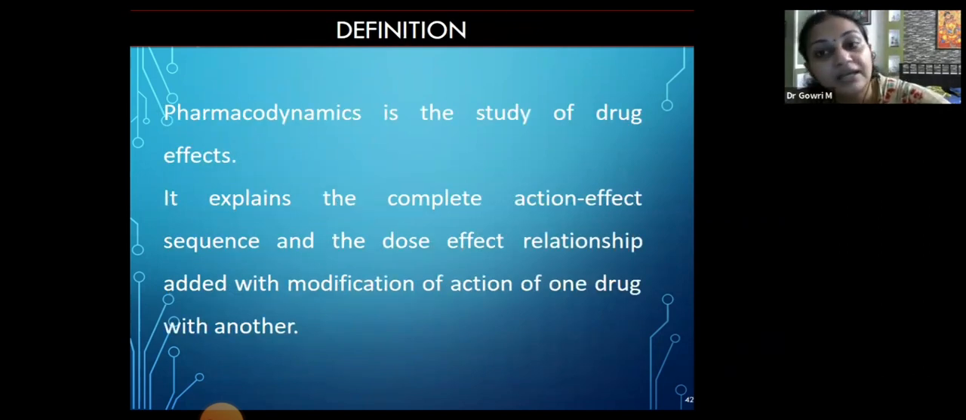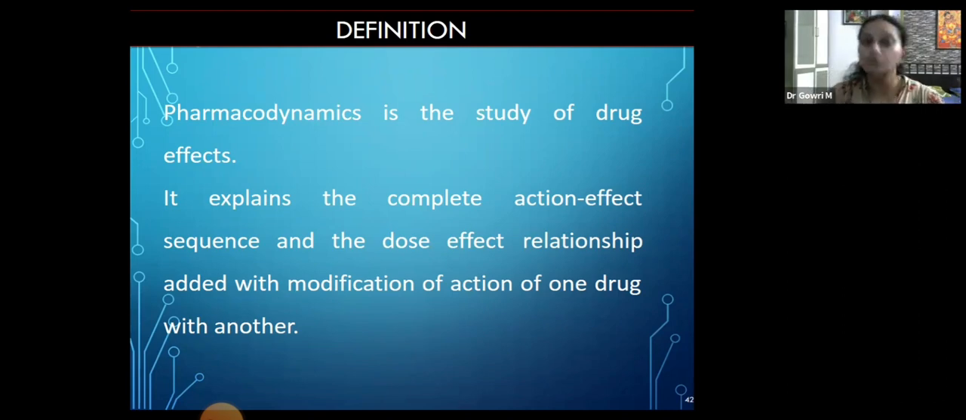First, we will see the definition of pharmacodynamics. Pharmacodynamics is the study of drug effects, what a particular drug is going to do on our body. It explains the complete action-effect sequence and the dose-effect relationship, added with modification of action of one drug by another. It gives us an idea about the action of a particular drug on our body and the effect, and also the modification of the action of one drug.